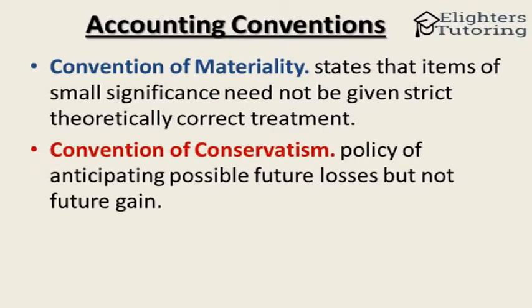The other is convention of conservatism, the policy of anticipating possible future losses but not future gains. This is a safe way of recording, whereby you check on the loss and not the gain. First, you can caution against any loss that can be there.